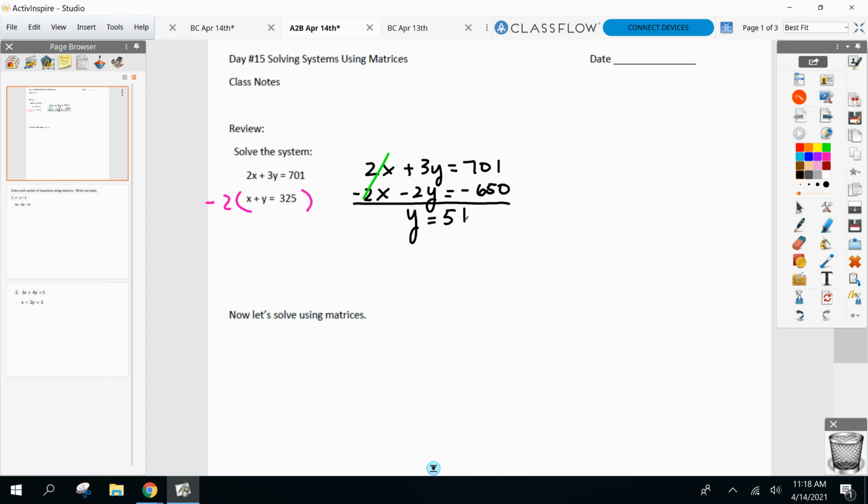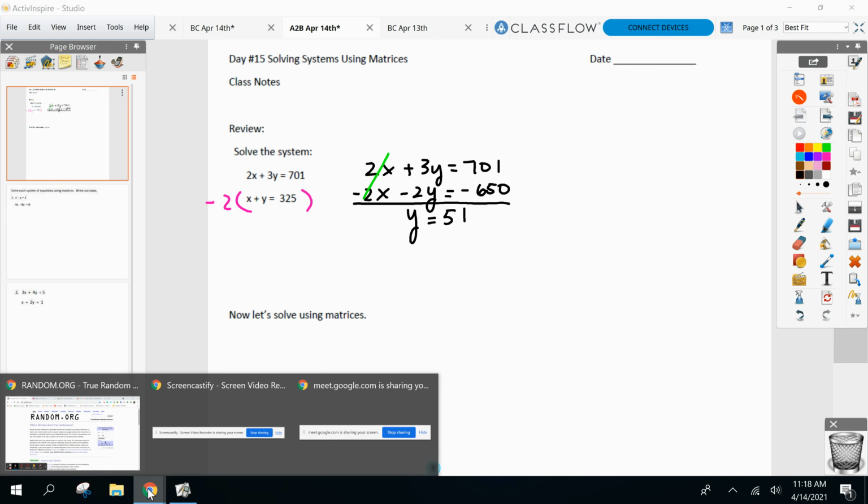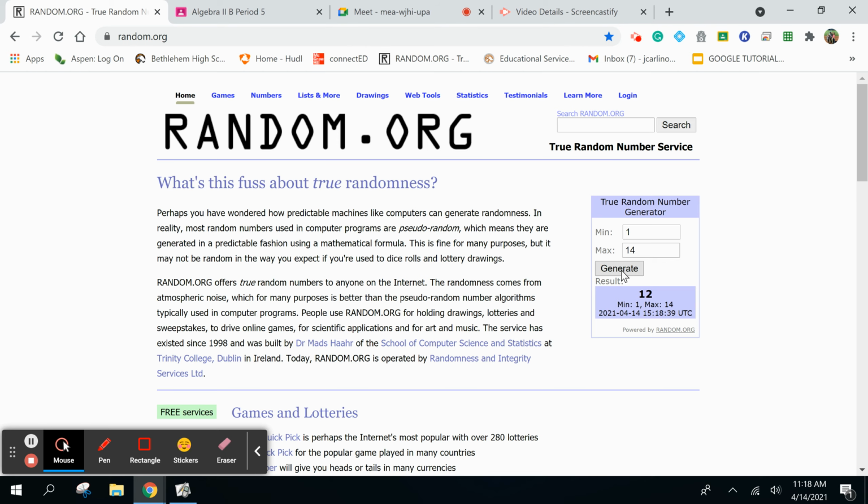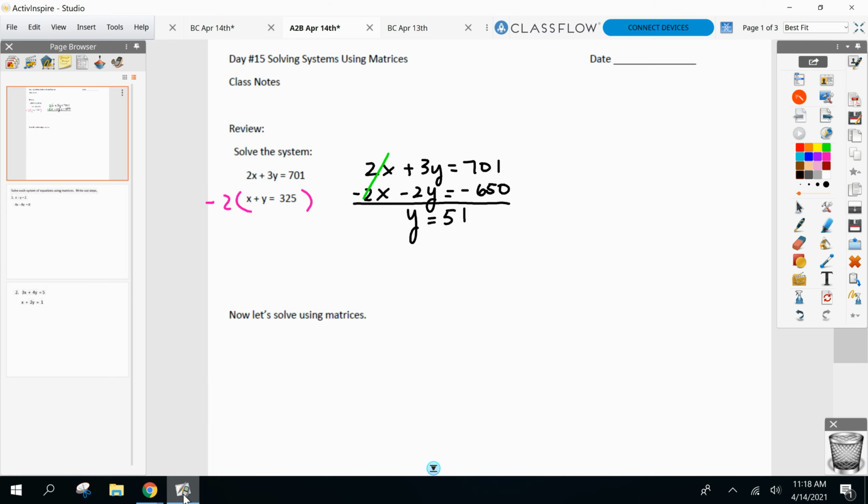There you go, 51. And then anybody remember, how do I find the x value now? If I know y equals 51, how do you want me to find the x value? Dan, how do I find the x value if I already know y?